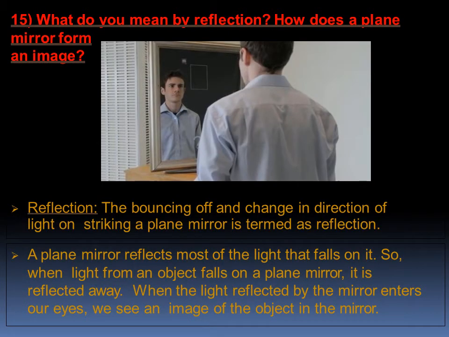Then we will talk about pinhole camera. What do you mean by pinhole camera? So pinhole camera is a simple camera which will prove that light travels in a straight line. A pinhole camera is the simplest form of a camera. It makes use of a single tiny opening to focus light into a single point.